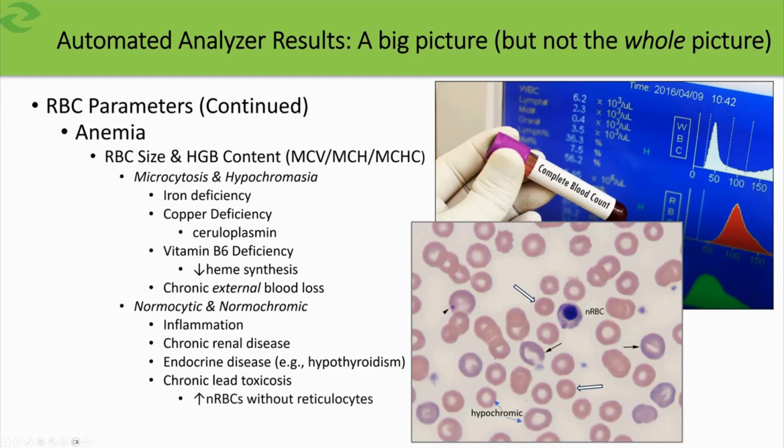So as I said, increased NRBCs without reticulocytes should give you some idea that potentially lead toxicosis is there.